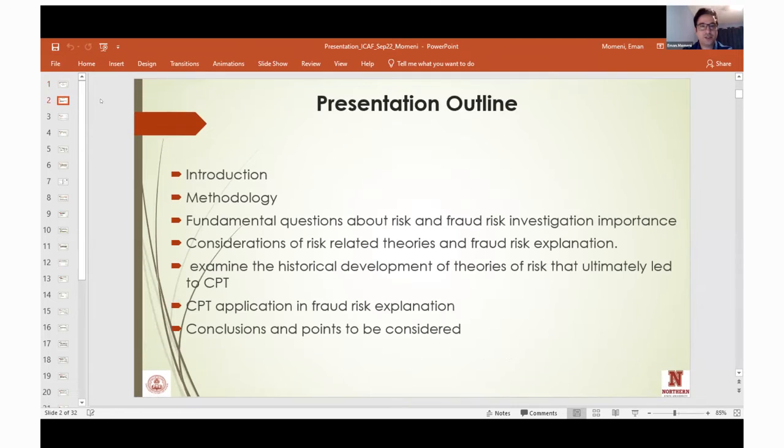In this literature review, I'm going to quickly review these sections. My presentation outline will be introduction and methodology. I'm going to present the fundamental questions about risk and fraud risk investigation. Then we are going to consider the relationship of the risk theories and fraud risk explanation. Then we will take a look at some historical development of risk theory and their application of the CPT, cumulative prospect theory. And then we are going to have our conclusion.